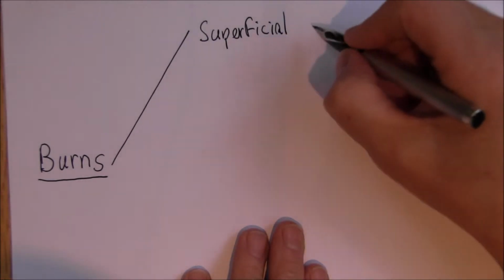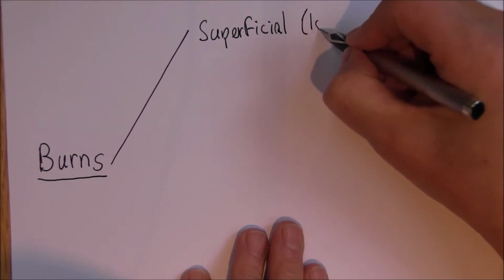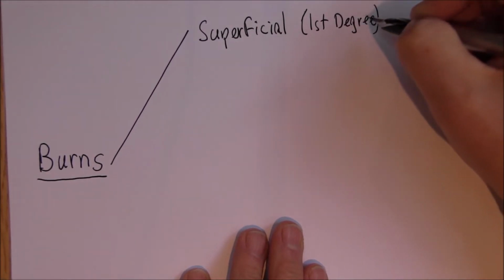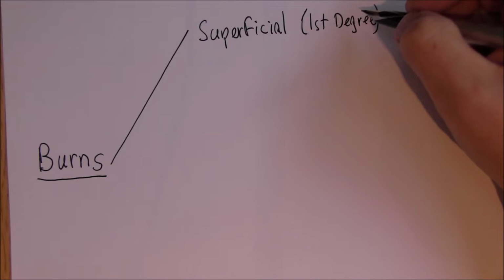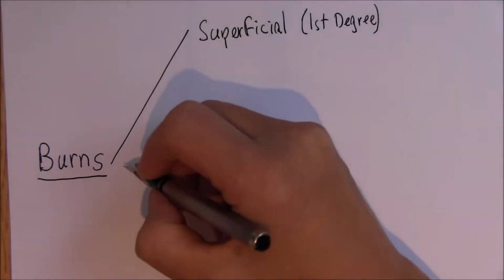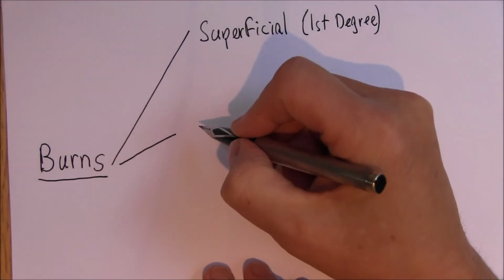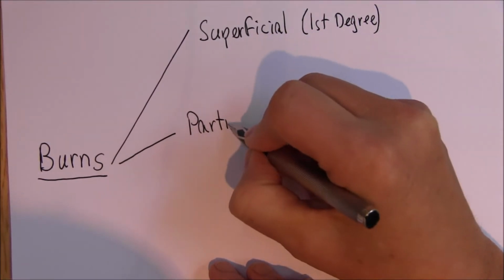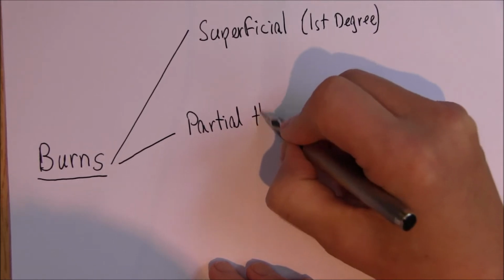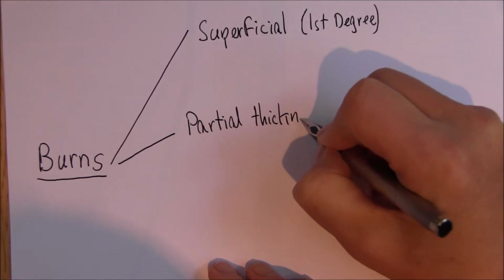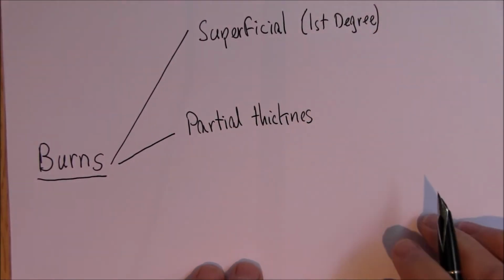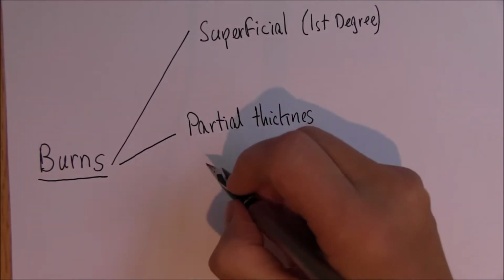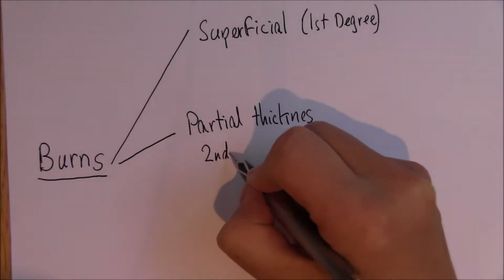And these are sometimes called first-degree burns. So they can be superficial burns. But if they're a bit deeper, then we get what we call partial thickness burns. And these are affecting part of the thickness of the skin. And these are sometimes called second-degree burns.